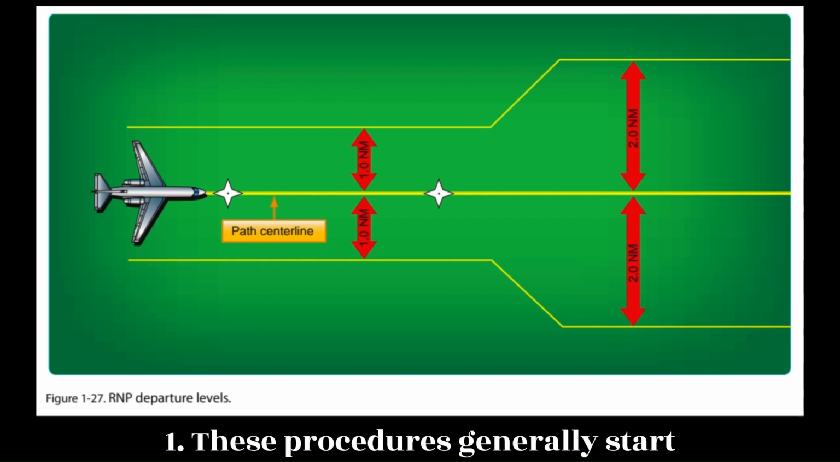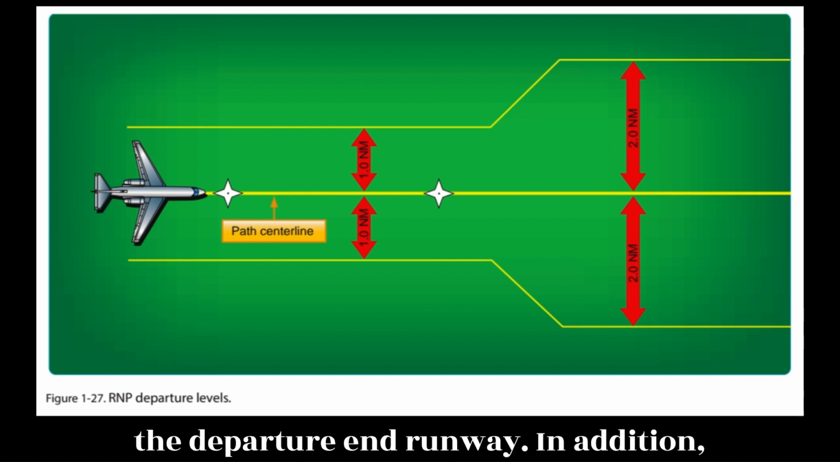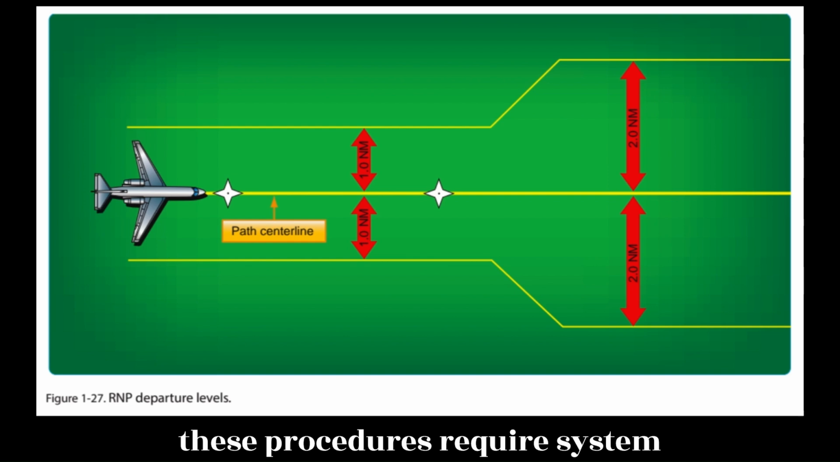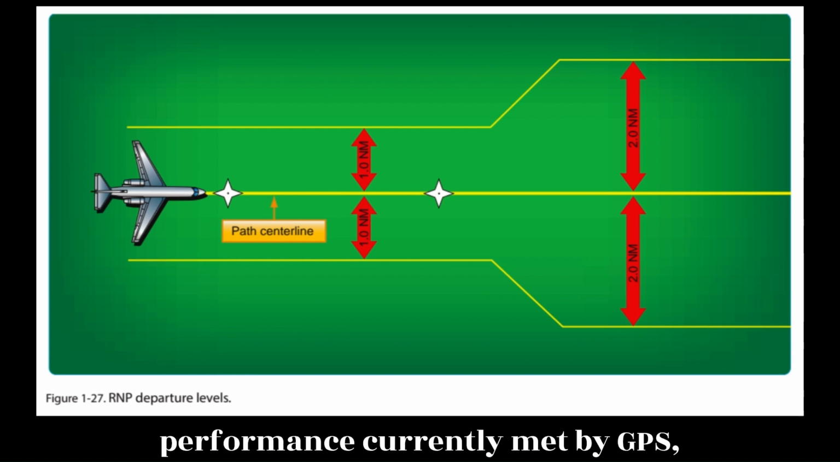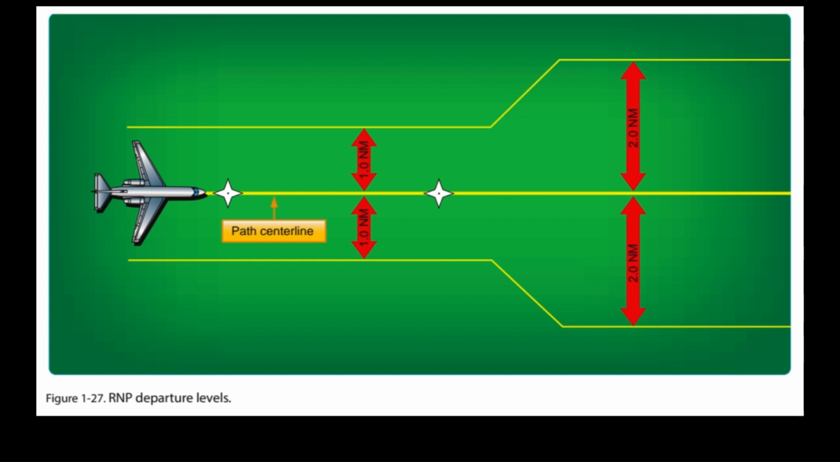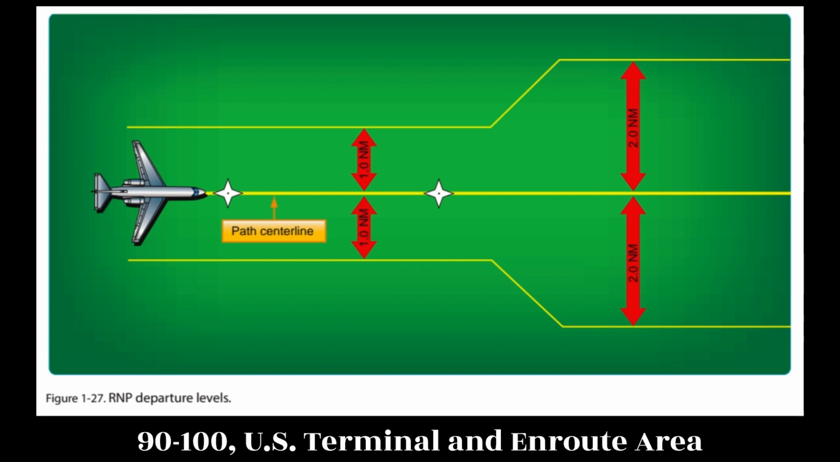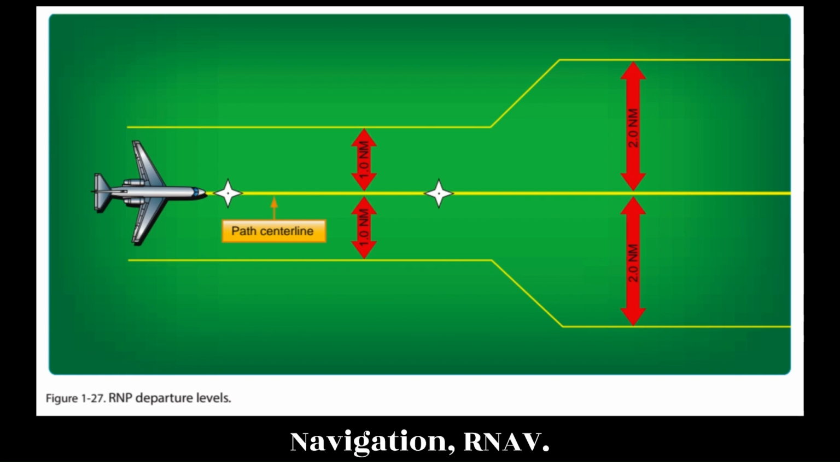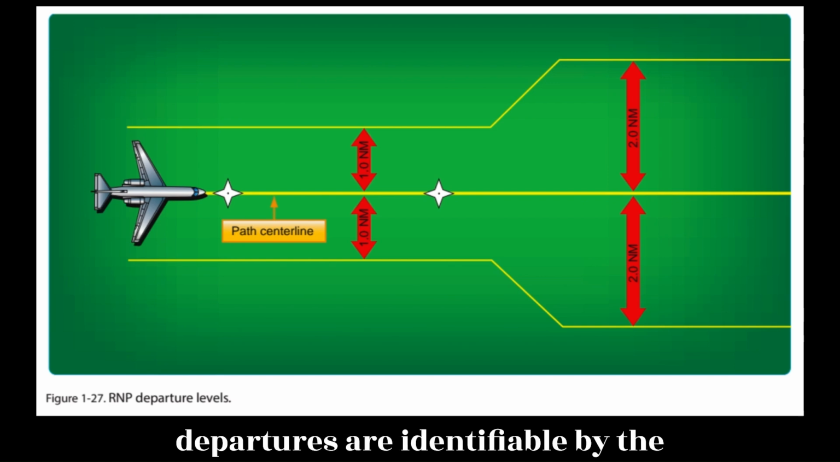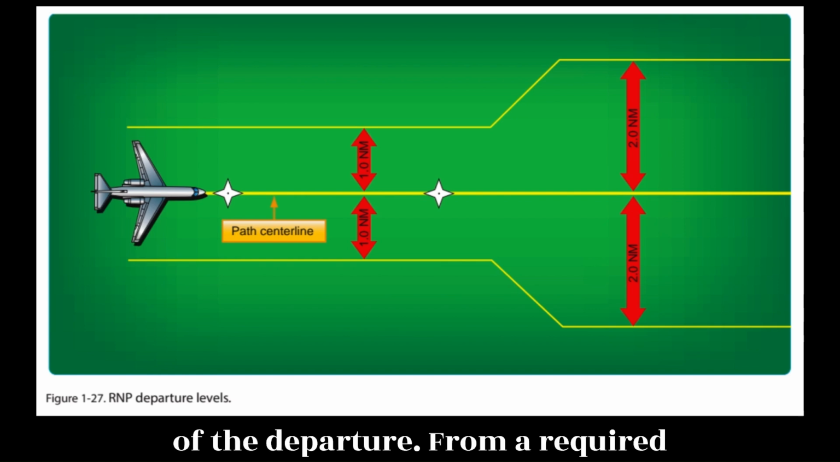These procedures generally start with an initial RNAV or heading leg near the departure end of the runway. In addition, these procedures require system performance currently met by GPS, DME/inertial reference unit, IRU, RNAV systems that satisfy the criteria discussed in AC 90-100, U.S. Terminal and En Route Area Navigation, RNAV, Operations. RNAV departures are identifiable by the inclusion of the term RNAV in the title of the departure.